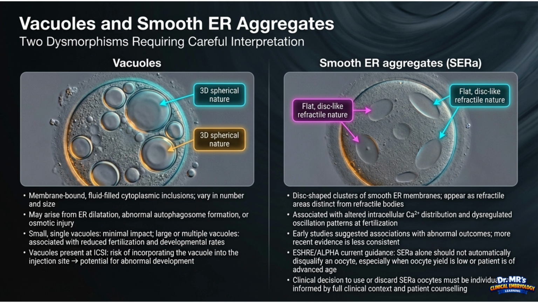When a vacuole is present at the time of intracytoplasmic sperm injection, there is a specific practical concern. The injection needle may inadvertently engage the vacuole during microinjection, incorporating it into the injection site. This can disrupt the cytoplasmic environment at the point of sperm deposition and may contribute to abnormal development. Experienced embryologists will adjust their injection technique to avoid vacuoles where possible, selecting an injection site away from any visible vacuolar inclusions.